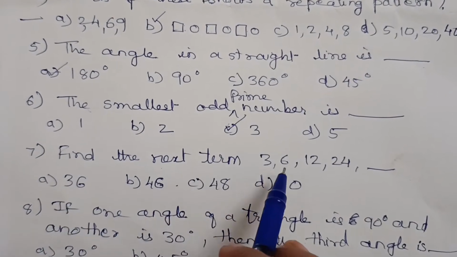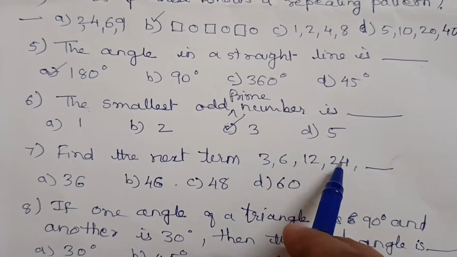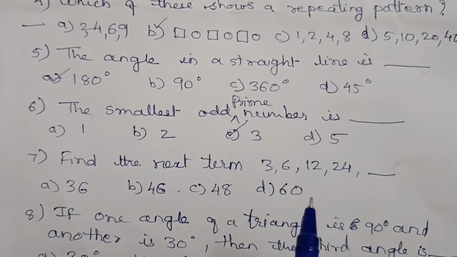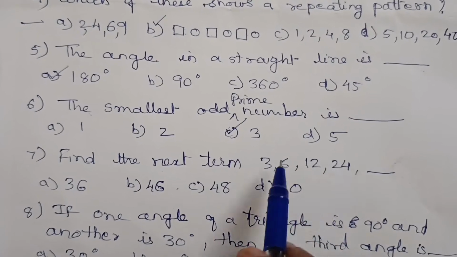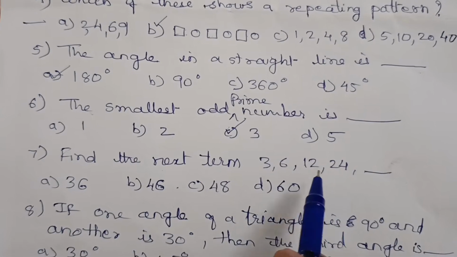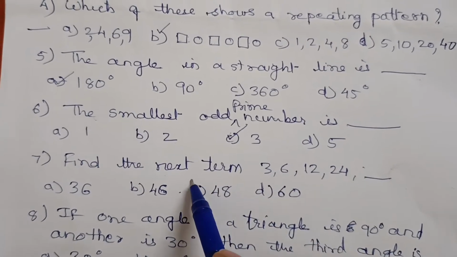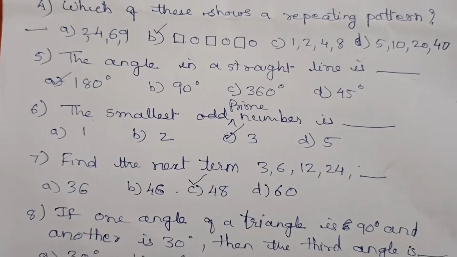Question number 7. Find the next term. 3 to the 6, 6 to the 12, 12 to the 24. Here you have to see how the pattern is. Given pattern is, so 3 to the 6, 6 to the 12. Here the numbers are doubles. So 24 to the 48. So the correct option is 48.